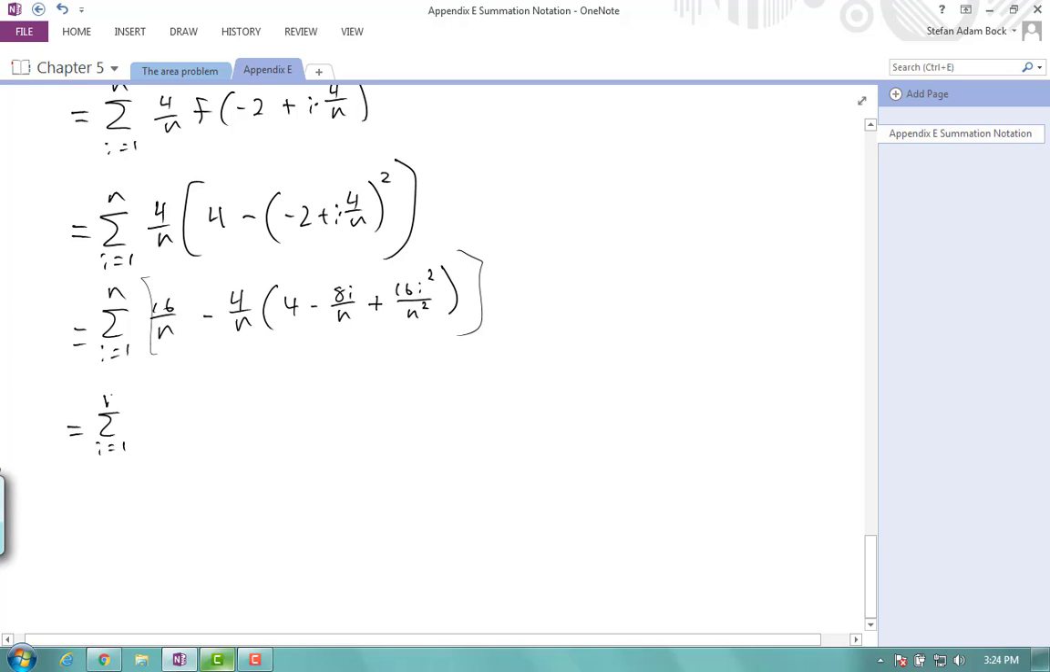It seems a lot harder when I have n instead of 8, but it looks like I have 16 over n minus 16 over n, that's convenient, plus 4 times 8, let's see, 32i over n squared, okay, minus 64i squared divided by n cubed. That should be multiplied out correctly.